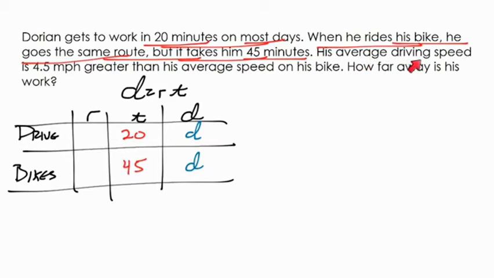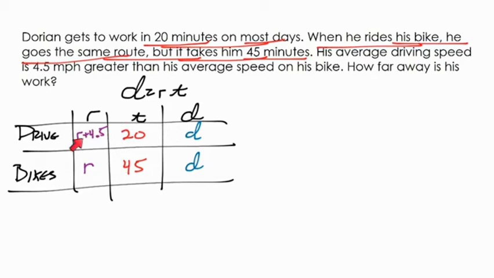His average driving speed, or his rate, is 4.5 miles per hour greater than his average speed on the bike. So it looks like we defined the driving speed in terms of the biking speed, because his driving speed is 4.5 miles per hour faster than his biking speed. Now, if we weren't careful, here's where we can make a pretty egregious error. We would probably just start by trying to do distance equals rate times time and writing a couple equations. We have to be careful.